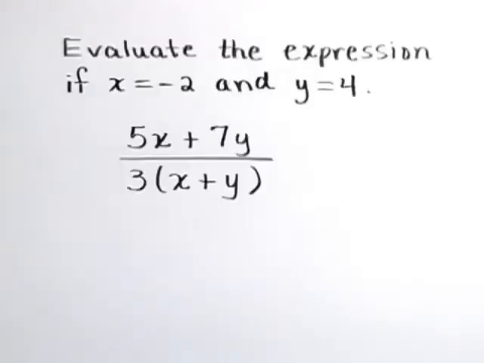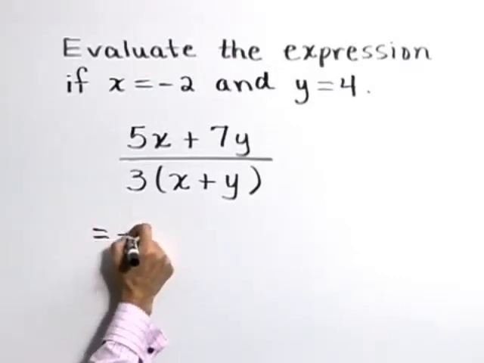Evaluate the expression if x is equal to -2 and y is equal to 4. The expression is 5x plus 7y divided by the quantity 3 times, in parentheses, x plus y. So let's substitute values in for x and y.